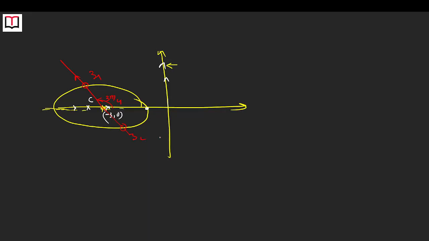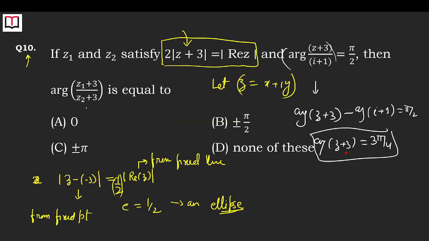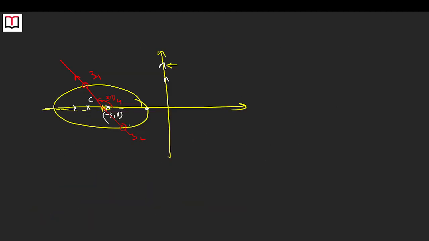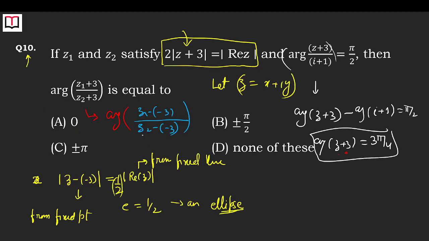So let's see what they have asked. They've asked for the value of z1 plus c. So again, that's a rotation form. So it's argument of z2 minus of minus 3. Rotate z2 about minus 3 to get z1 about minus 3. And since that's a straight line, rotation about the same point through which the line is passing, our angle of rotation has to be pi or minus pi, and that's an option. So that should be the answer.